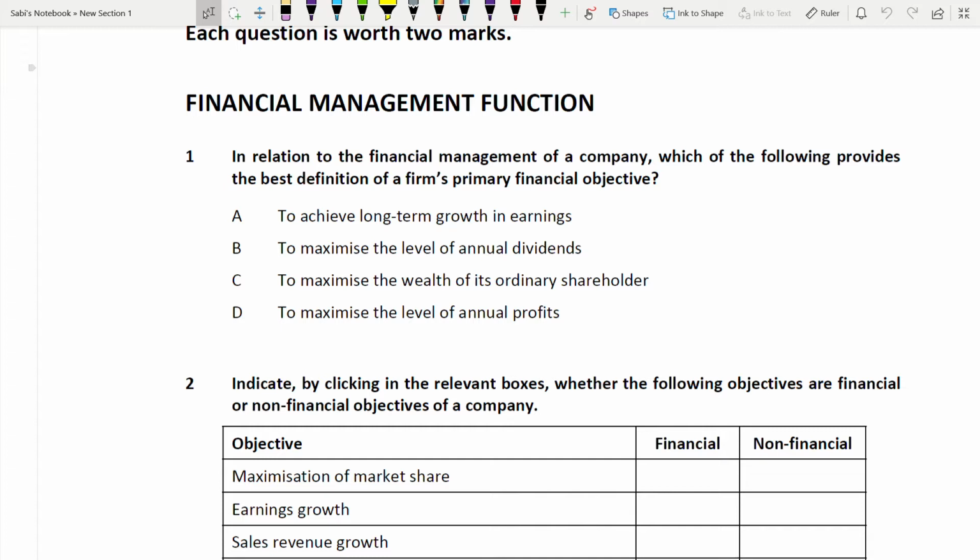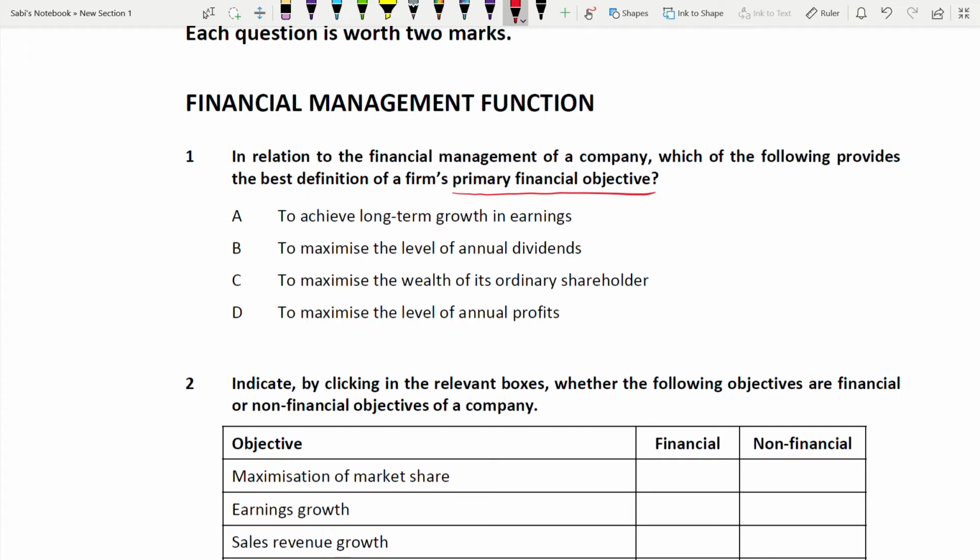Starting with the first question: in relation to the financial management of a company, which of the following provides the best definition of the firm's primary financial objective? By the word primary financial objective, you have to understand what it is. We all know it is the maximization of shareholders' wealth. So that's what we are going to see.